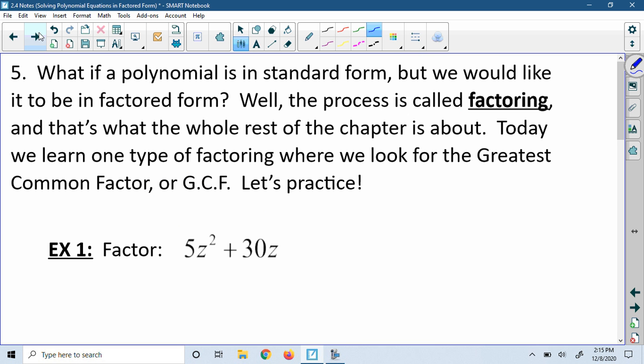Okay, so to finish out 5 and 6 here. What if a polynomial is in standard form, but we would really like it to be in factored form? Well, the process is called factoring. I think I've already said that word a few times during the video, and that's basically what the whole rest of this chapter is about. So today we'll learn one type of factoring where we look for the greatest common factor, or GCF. Let's practice.